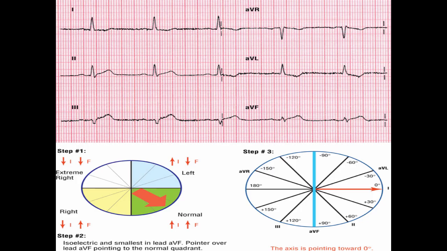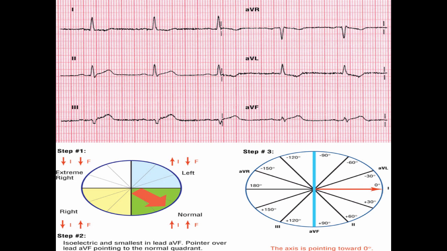In example 1, we were in the normal axis quadrant because we are upright in lead 1, and we are mostly upright in AVF, so positive and positive puts us in the normal one. We picked AVF as our isoelectric lead, so here's our big thick line. Now I get to point my arrow, my red arrow, and I'm pointing it to the right. I could point it to the left, right? I could go in either direction, but I'm going to the right.